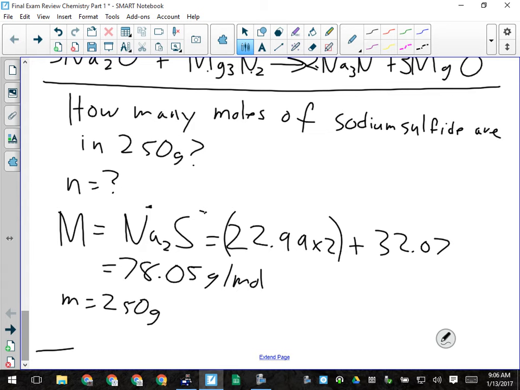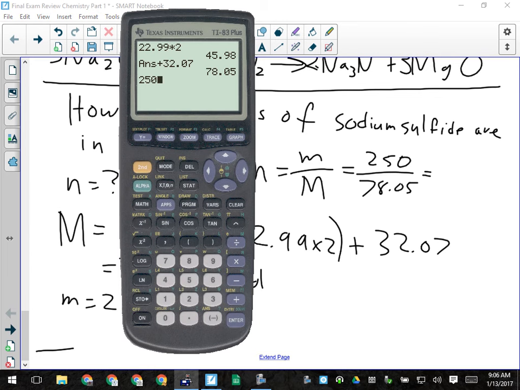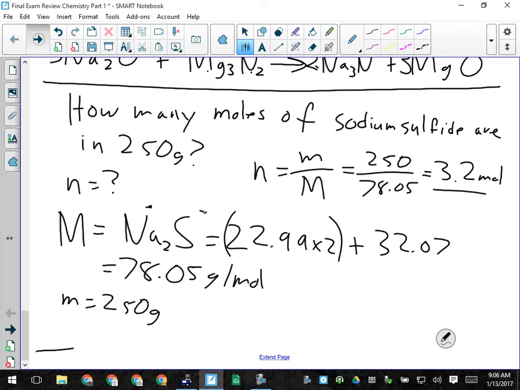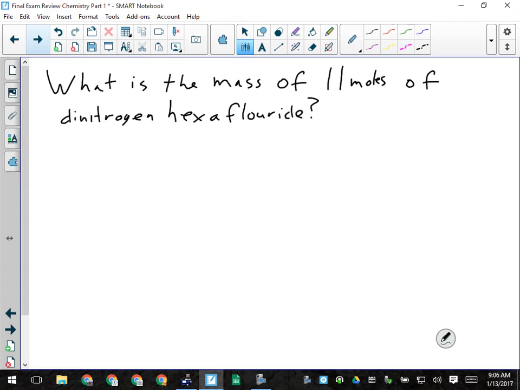The formula for the mole equation: n equals little m over big M. I know both of these, so I don't have to manipulate anything. 250 divided by 78.05. That's as simple as the mole equation questions get. Questions on that one? All right, try this next one. I'll give you a couple of minutes.